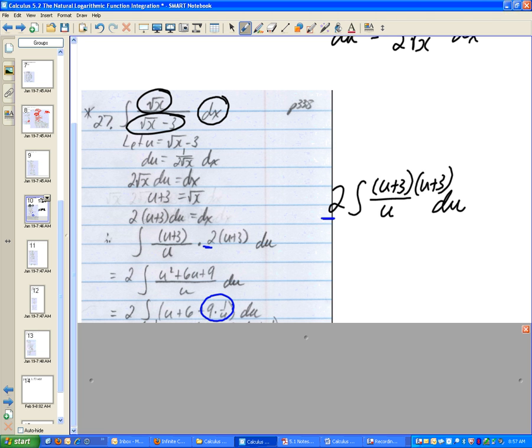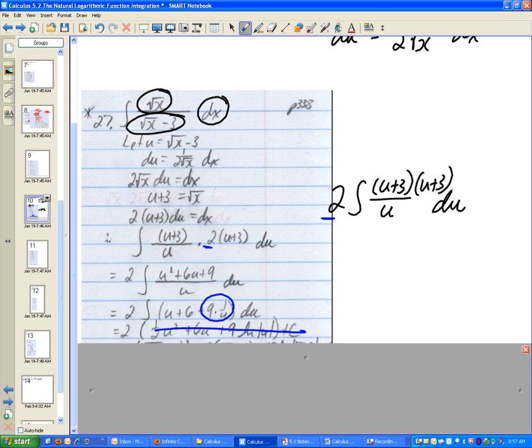Can we integrate this? Yes, we can. Because keep the 2 out in front, then the integral of u, power rule that one, 1/2 u squared. The integral of 6, that's a form of the power rule, 6u. The integral of 9 times 1 over u will be 9 times whatever the integral of 1 over u is. And we know that now. The integral of 1 over u is the natural log of the absolute value of u plus c.